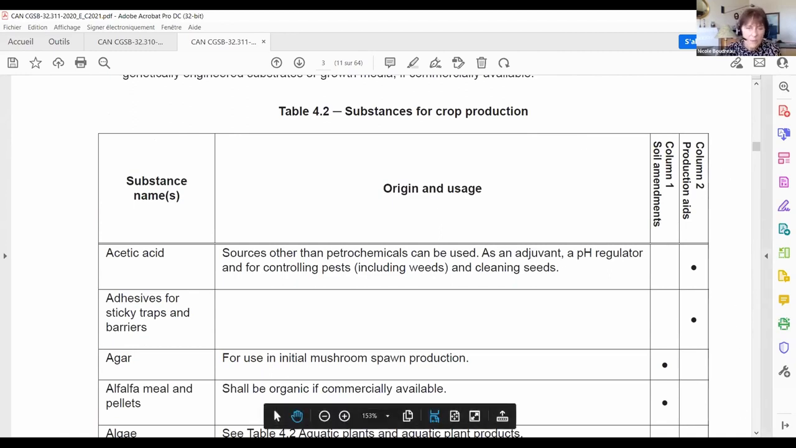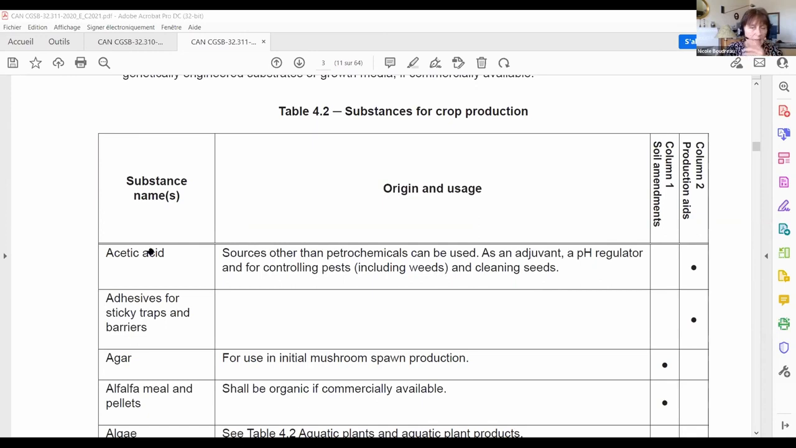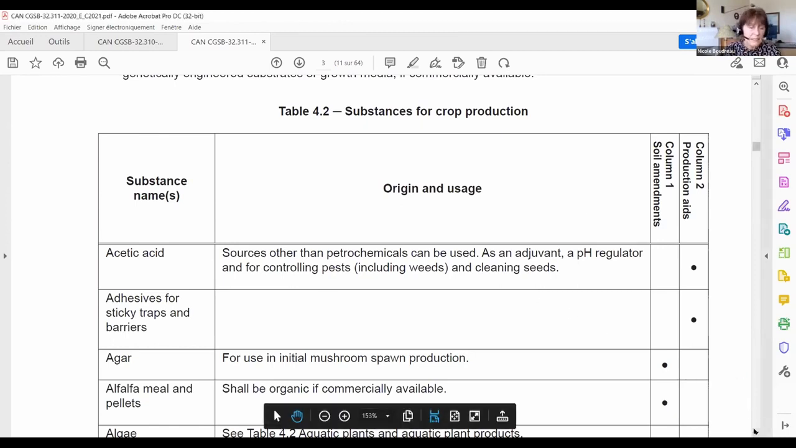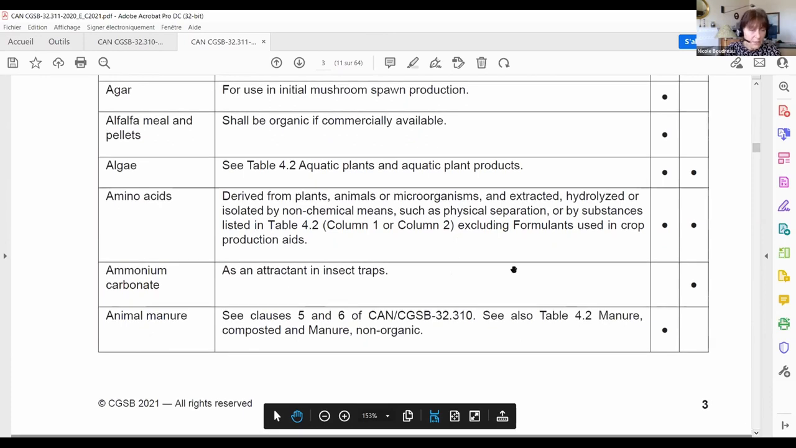For each substance, what is interesting is that you have the name of the substance in alphabetical order, and then an annotation describing how you can use it. The first one is acetic acid, sources other than petrochemicals, which can be used as an adjuvant, a pH regulator, or for controlling pests and cleaning seeds. So this list is descriptive.